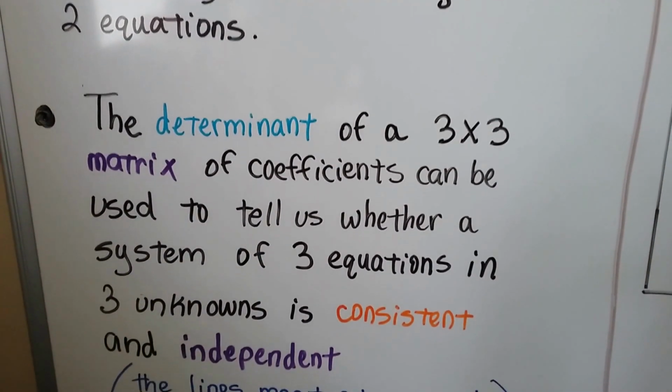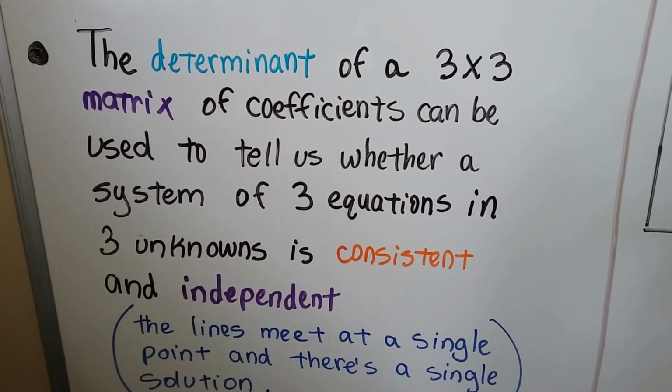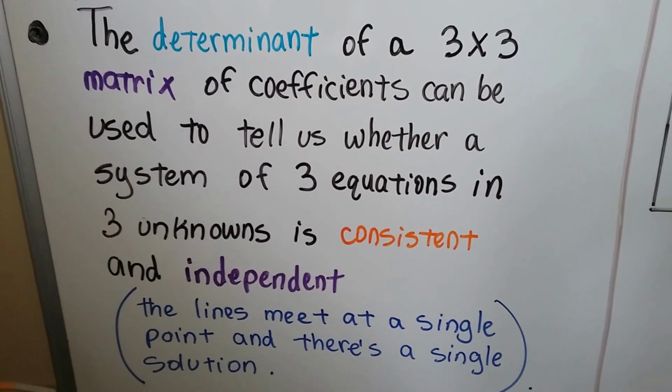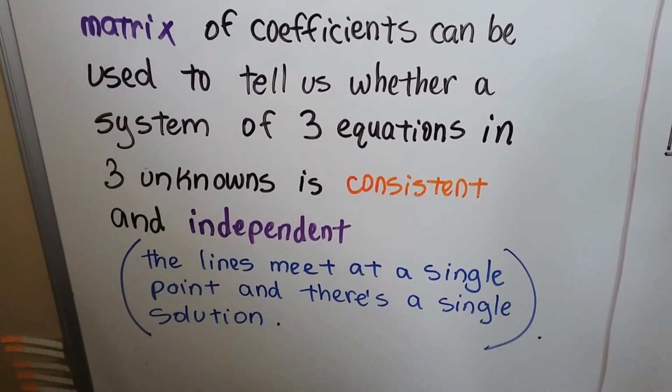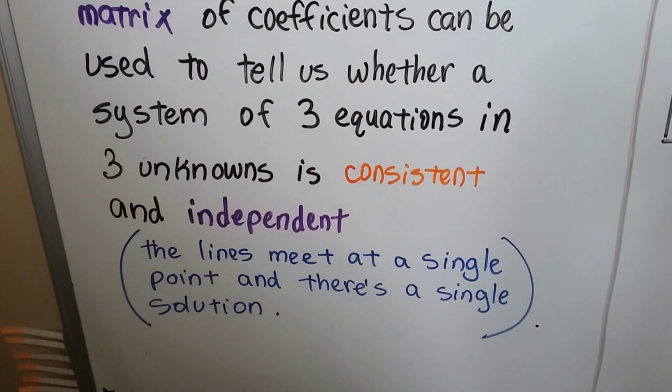The determinant of a 3 by 3 matrix of coefficients can be used to tell us whether a system of 3 equations in 3 unknowns is consistent and independent. That means the lines meet at a single point and there's a single solution.